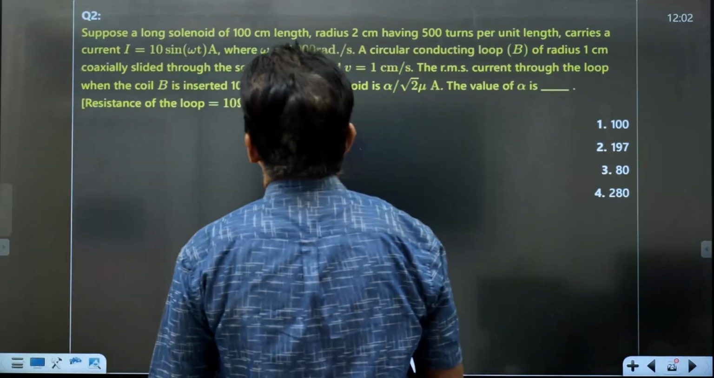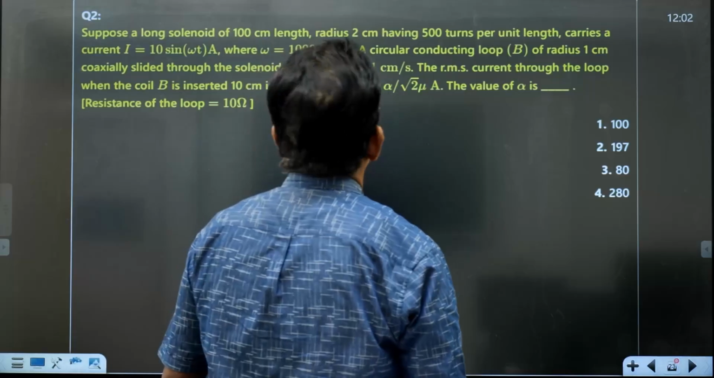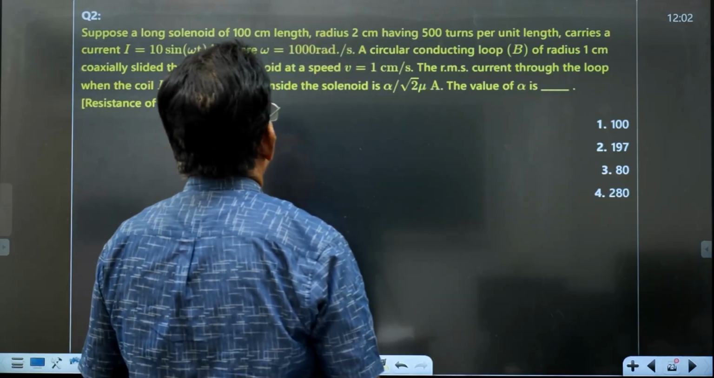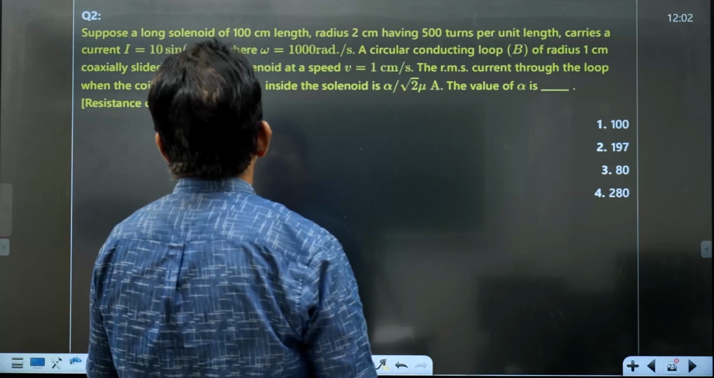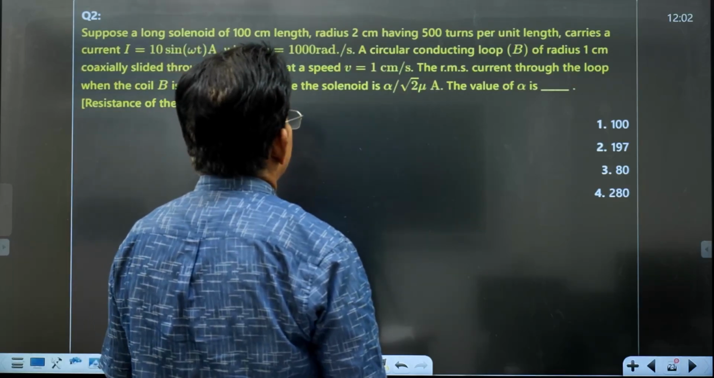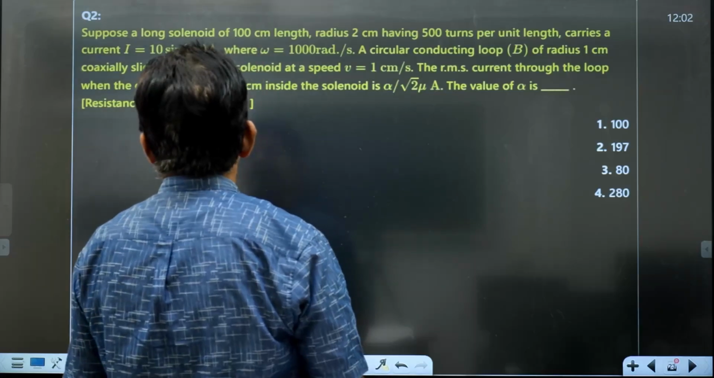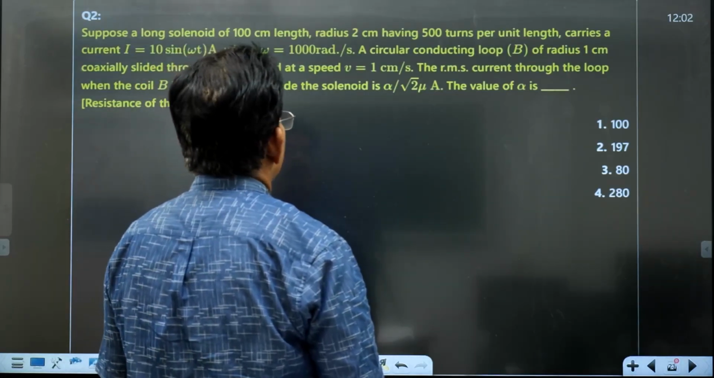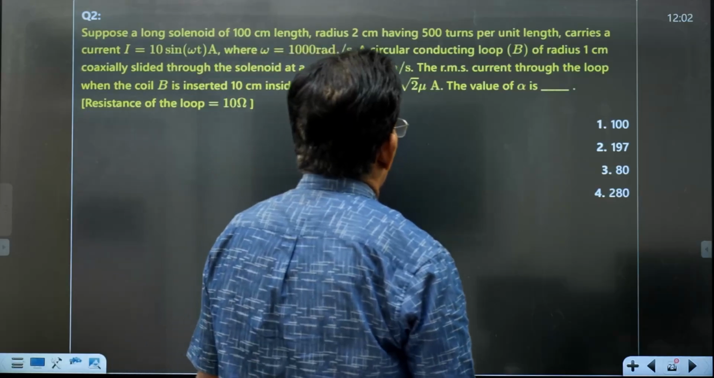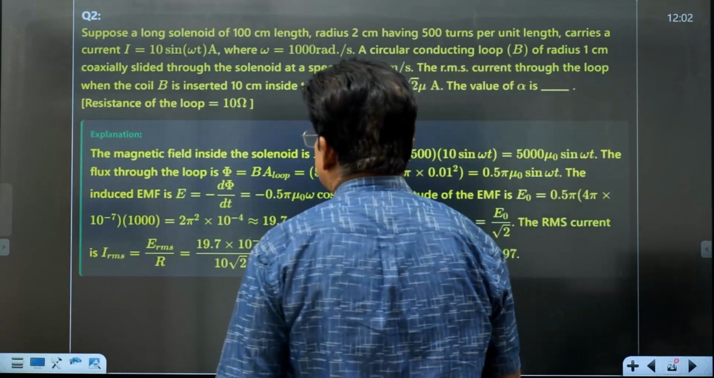Look, a long solenoid 100 centimeter long, of radius 2 centimeter, having 500 turns, carries a current of 10 sin omega t. A circular conducting loop of radius 1 centimeter is coaxially slid through the solenoid at a speed of 1 centimeter per second. The RMS current in the loop when the coil is inserted 10 centimeter inside it is alpha by root 2 microampere. We have to find the value of alpha. We go to the explanation.